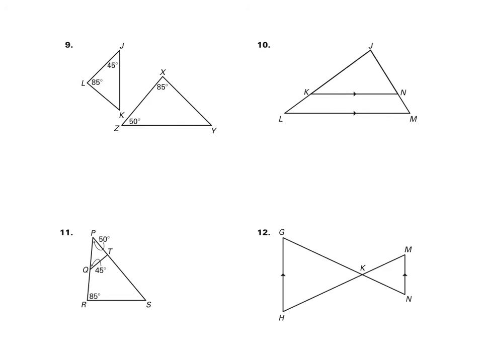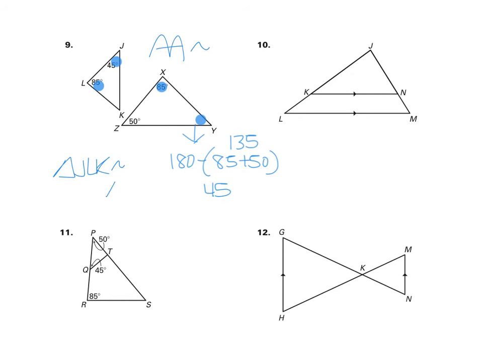Going to the next one, same thing. I have the 85, so I need to find the missing angle. So we'll find Y, 180 minus 85 plus 50 is 135. So this equals 45. So I have J and Y are congruent, so I have angle similarity. So triangle JLK is similar to triangle. J is the 45, so that would be Y. L is the 85, so that would be X, Z.